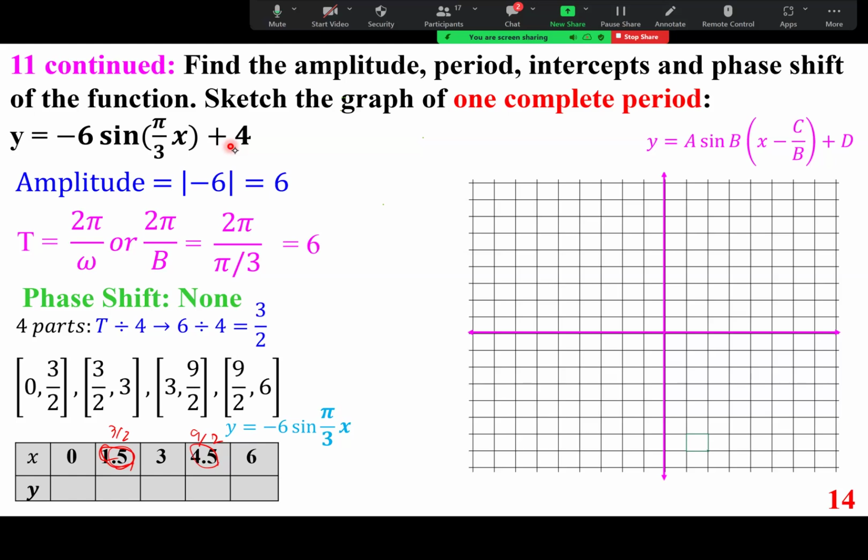So we're going to ignore the +4 for now. That's a vertical shift. So plug in 0. If you plug in 0 here, sine of 0 is 0, so this is 0. If you plug in 1.5, it's easier to go with 3/2. If you put 3/2, the 3s cancel each other. So let me just show you for 3/2.